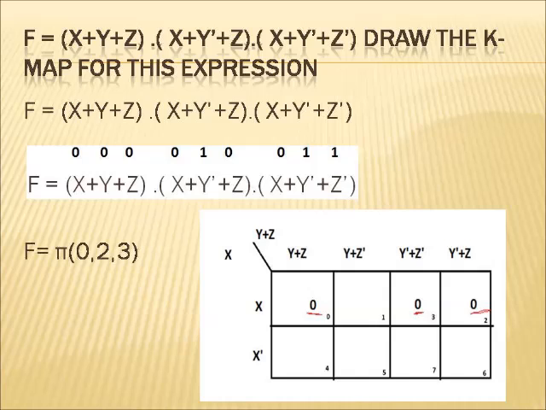So I am just putting zeros on the selected cells. I'm putting a 0 on the cell numbered 0, then a 0 on the cell numbered 2, and I am also putting a 0 on the cell numbered 3, right? So you can see that I am putting the value 0 on these 3 selected cells. Okay, so we have represented this 3 variable Boolean expression in K-map, right?